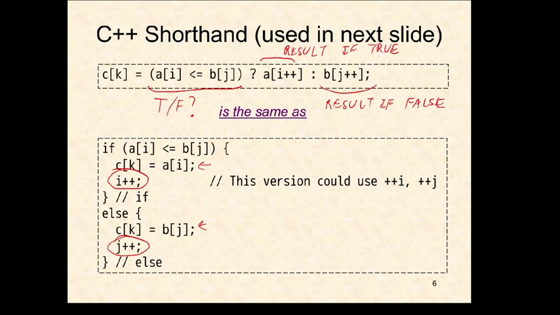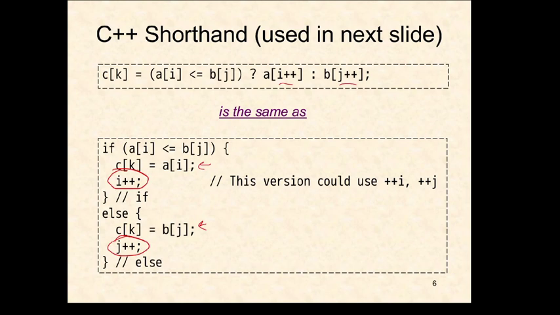And the other important thing is that even though the ternary expression contains both i plus plus and j plus plus in one line, only one of them gets evaluated. If the first expression is true, then this is evaluated, and the second, the false expression, is never even looked at. So it's equivalent to the bottom in that if the first expression is true, i gets incremented. If the first expression is false, j gets incremented.